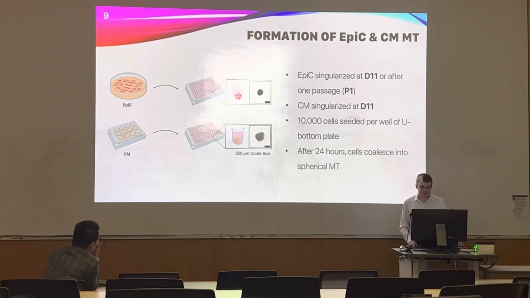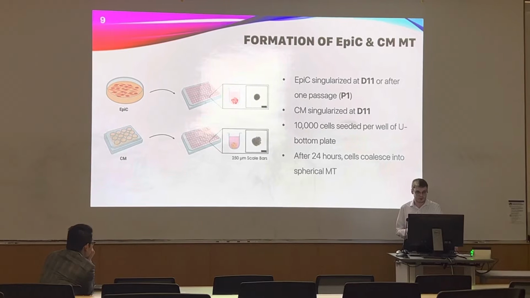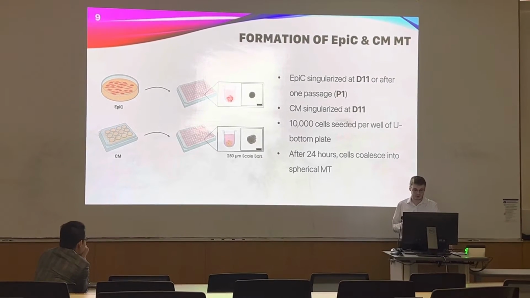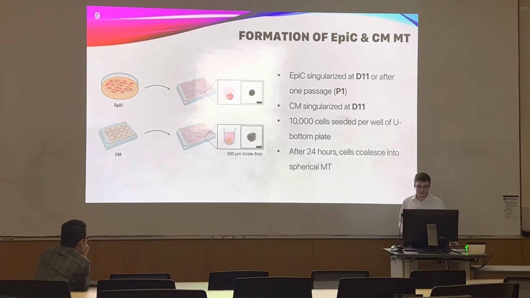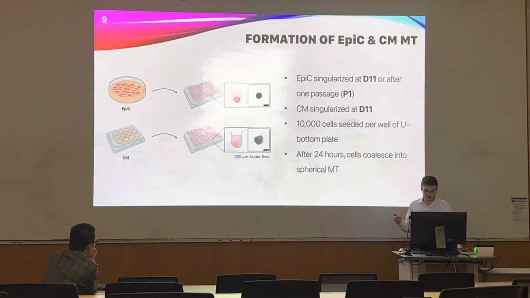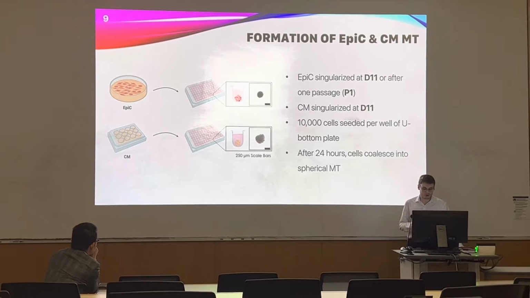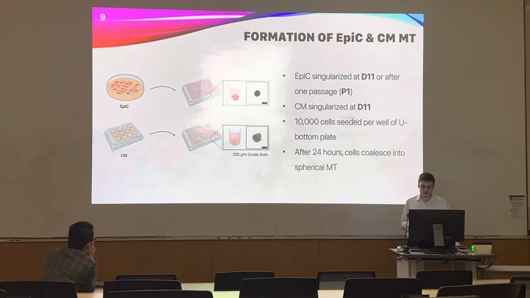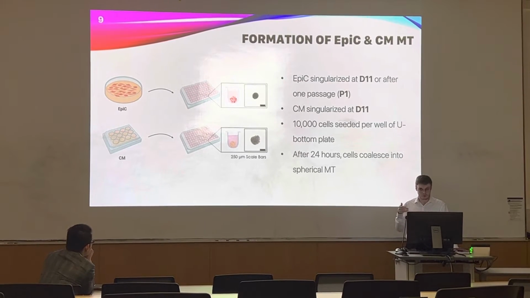Once we have these cells, we singularize them, and then seed 10,000 of them into each well of an ultra-low attachment U bottom plate. We do this for both cell types separately, so I end up with one plate of EPICs and another plate of cardiomyocytes. Once they're seeded, we spin them down briefly, and then after 24 hours, we get spherical microtissues that look like this. You'll see that shortened to MT. They're generally about 300 to 500 microns in diameter. Our EPIC microtissues are generally a little smaller. Their average is 400 microns.